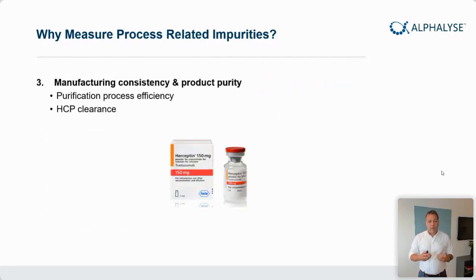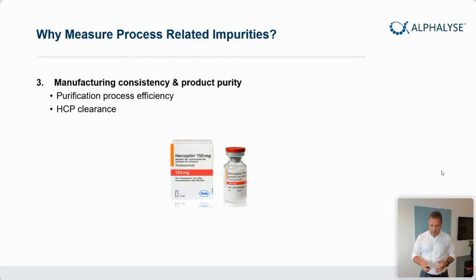Finally, you also need to document the manufacturing consistency, show that you have a robust purification process. And again, here you need to show the process-related impurities during your purification and show that your process is removing HCPs to a certain level. So that's the 3 reasons why we need to monitor host cell proteins.